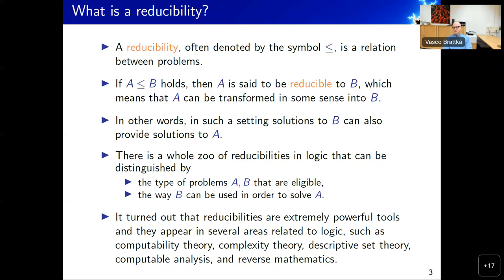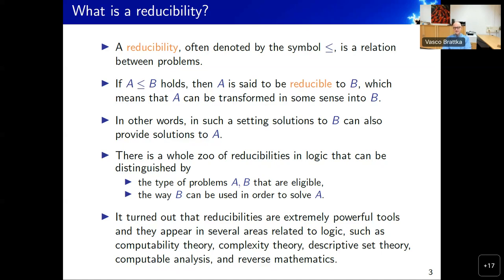Nowadays there is a whole zoo of such reducibilities. I don't even know how many there are. There are lots of such reducibilities, and they can be distinguished in several aspects. One aspect is the type of the problem that we consider. In other words, it's about what A and B are allowed to be. In many cases, these are subsets of certain spaces. In other cases, they are functions of a certain type.